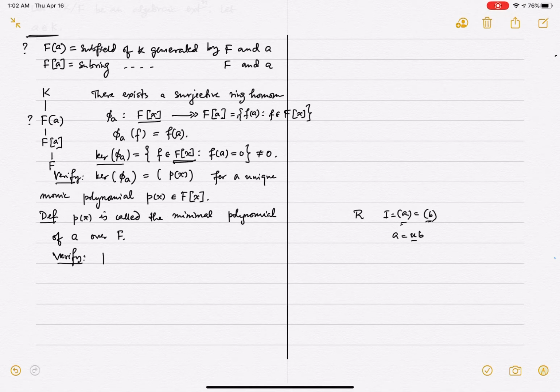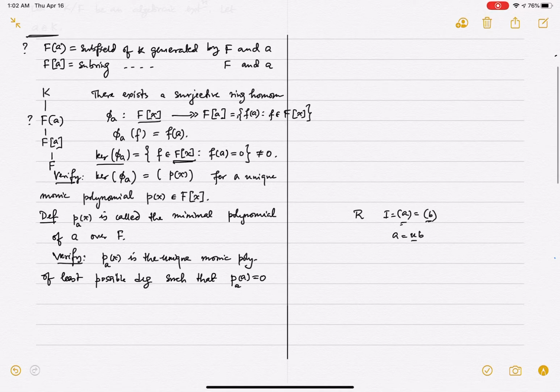That p(x) is the unique monic polynomial of least possible degree such that p(a) is 0. Sometimes, I think in my notes I called it p sub a because it depends on a.